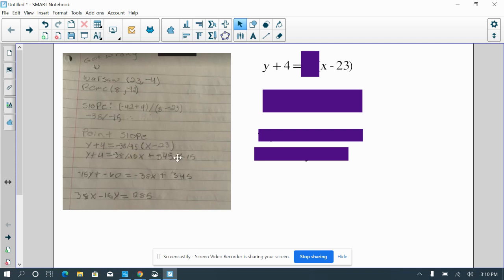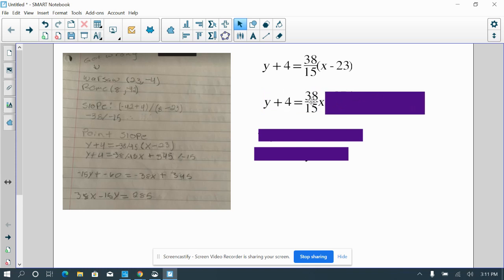It looks like it was confusing when you tried to do it, but really, a negative divided by a negative is always 100% a positive number. So at this point right here, you should have just written 38 over 15. It's the same thing as negative 38 over negative 15. And then when you distribute 38/15 to these two, you would get positive 38/15 x. And then this times negative 23 gives you a negative, but a negative what?